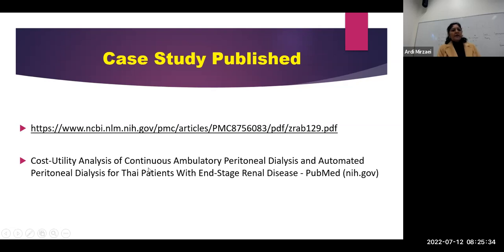So, cost utility analysis of continuous ambulatory peritoneal dialysis and automated peritoneal dialysis. It's a very good paper. They have shown what would be the cost for this. I have another 5 minutes.